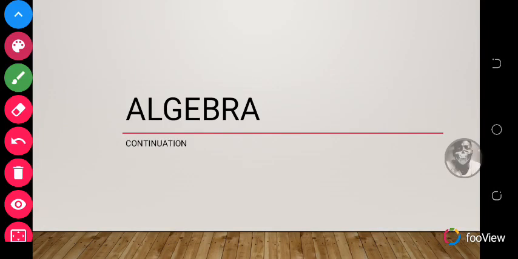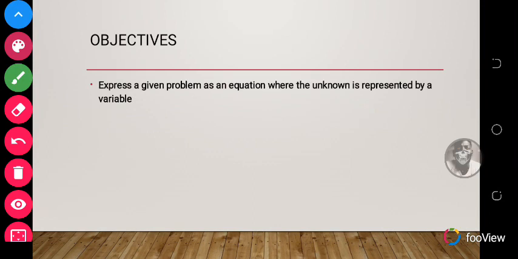I welcome you to today's lesson in Maths on the topic Algebra. This is a continuation of the previous lesson we've been treating in Algebra, and we shall proceed and move forward. The objective for this lesson is that by the end of the lesson, the student will be able to express a given problem as an equation where the unknown is represented by a variable.